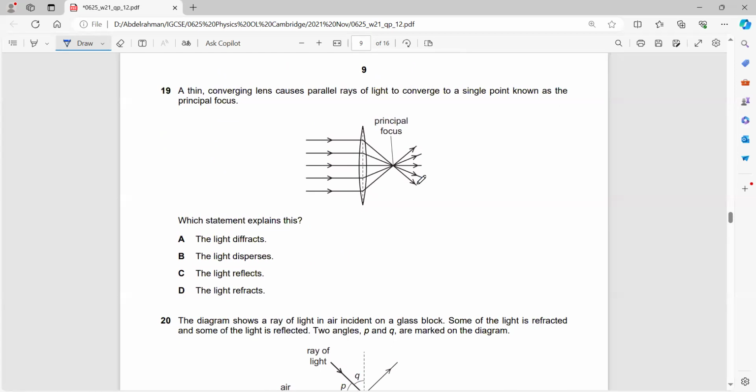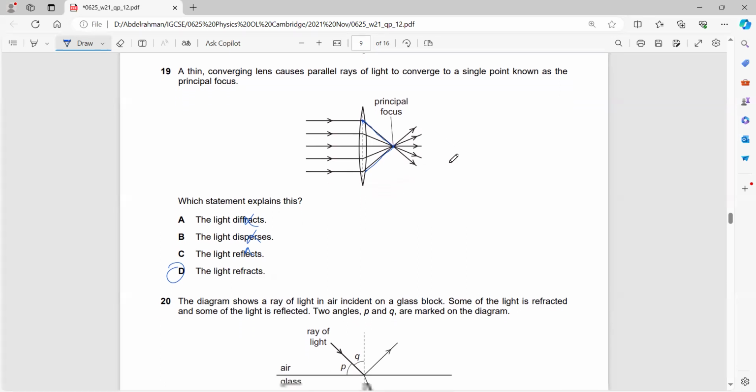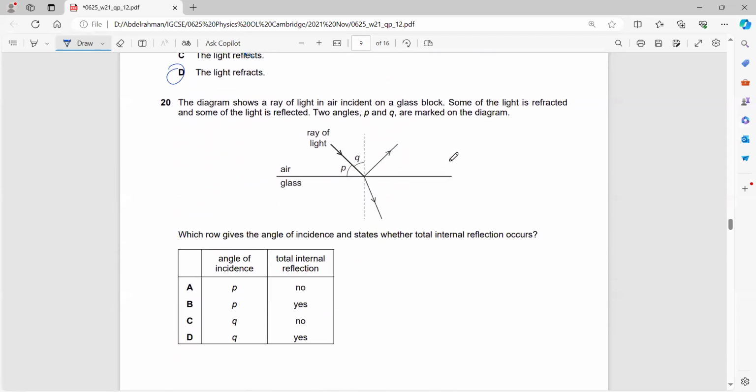A thin converging lens causes parallel rays to converge to a single point known as the principal focus. Which statement explains this? Why do they converge to this principal focus? The light doesn't diffract, it doesn't disperse, it doesn't reflect. In this case, it refracts, it bends towards the focal point or the principal focus. Any questions?